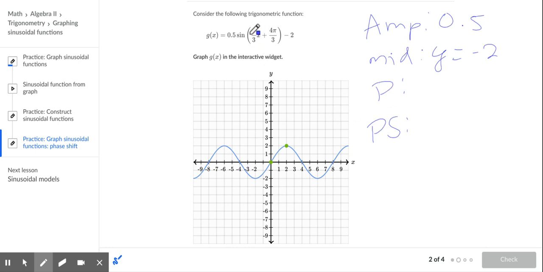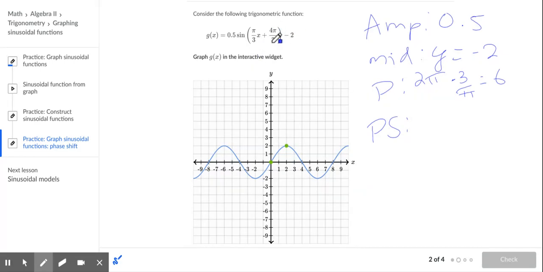Period is 2 pi divided by this thingy. 2 pi, or times its reciprocal, right? So times 3 over pi, which is 6. Period is 6.